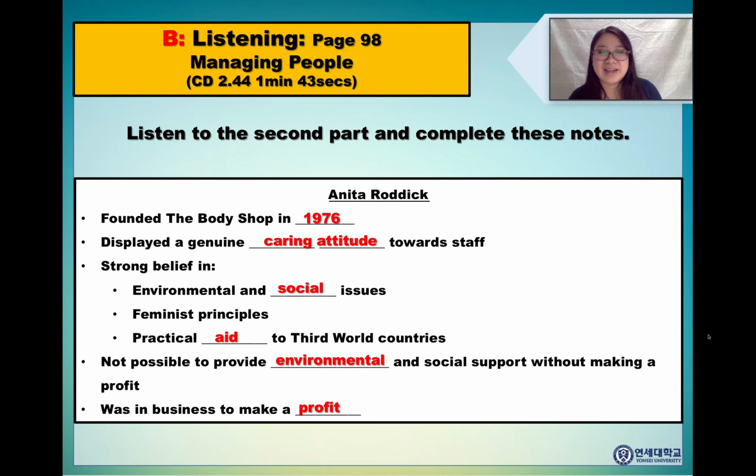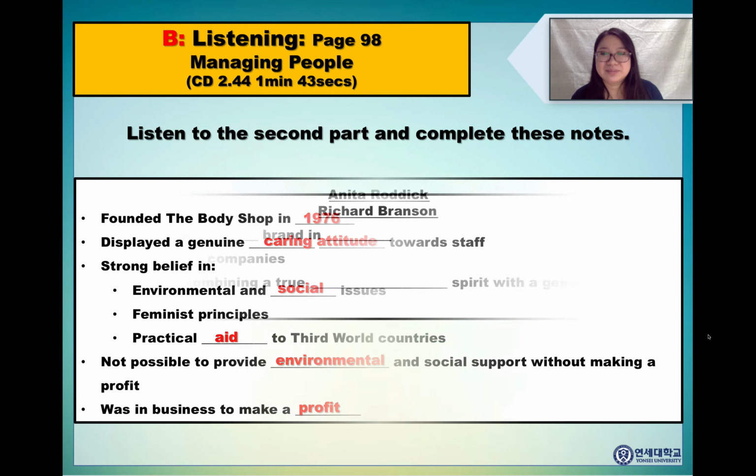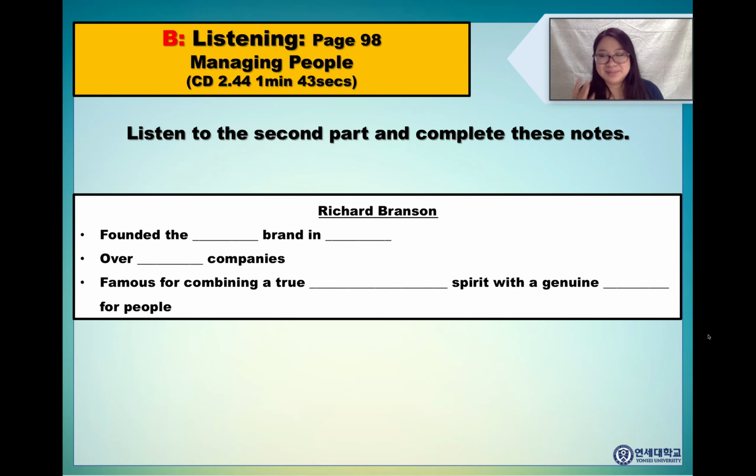If you ever buy any Body Shop products, you'll see on the back of the box that they are environmentally friendly and don't test on animals. Number 2, Richard Branson. He founded the Virgin brand in 1970. The Virgin brand includes over 360 companies. He is famous for combining a true entrepreneurial spirit with a genuine concern for people.